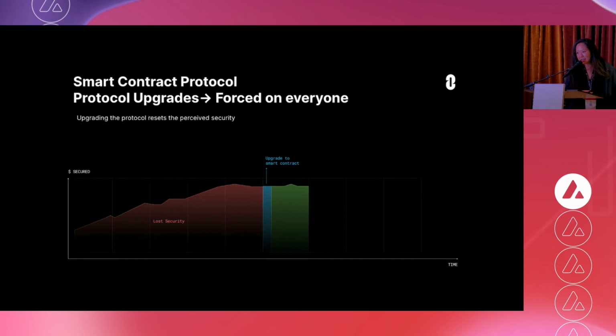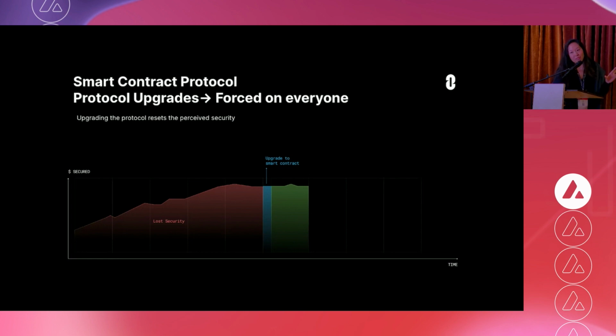This is a visual that shows what I was referring to in terms of resetting security. On the left-hand side, the red body of area is all the lost security when you push another line of code. And then that blue strip is the upgrade to the smart contract. So it resets the perceived security.